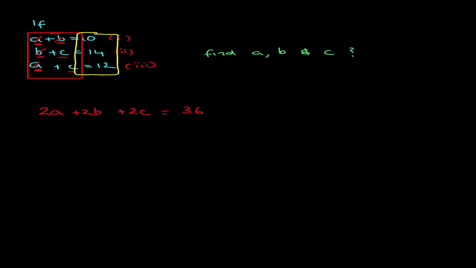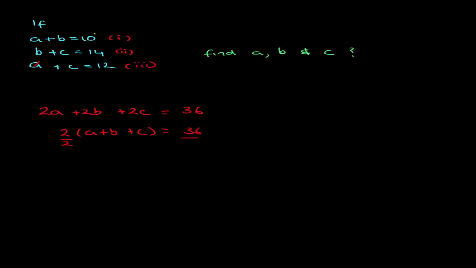So we've got 2a plus 2b plus 2c equals 36. And we could actually take out a factor of 2, and you're left with a plus b plus c equals 36 divided by 2, which is 18. Okay, that's another equation we have. Let's call that equation 4. Where can we go from here?